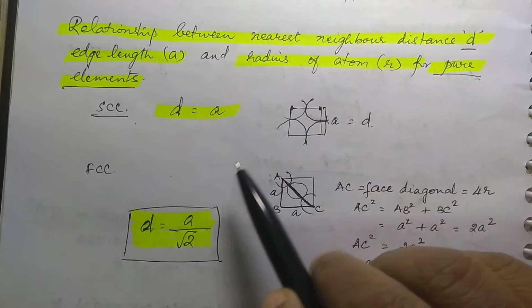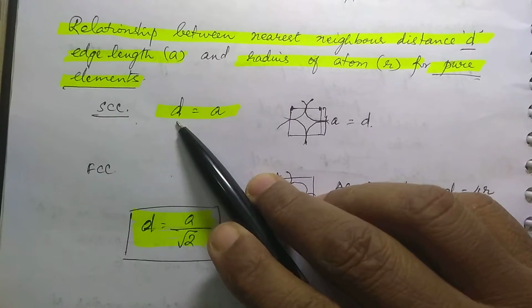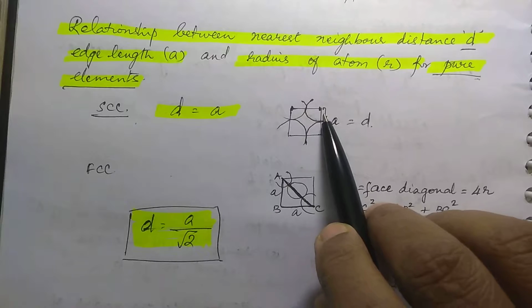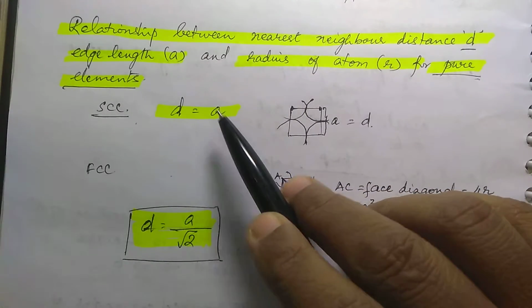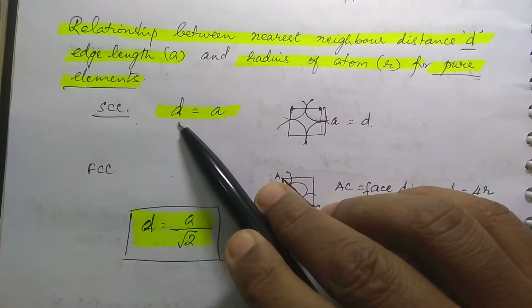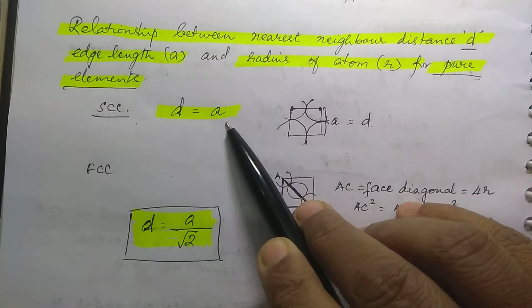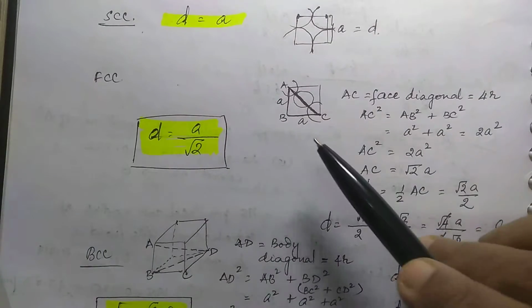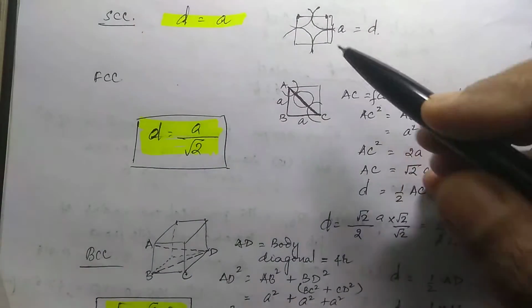Now in the case of simple cubic packing, you will find that this is nothing but the side of the cube, and side of the cube is nothing but A, and A is nothing but nearest neighbor distance. So D is equal to A. Right, now look at FCC. Now this is FCC lattice, right?